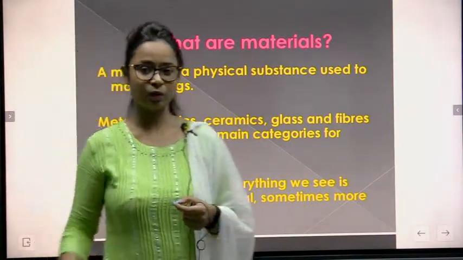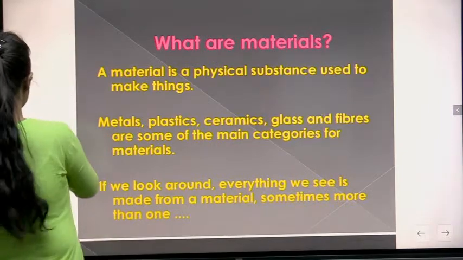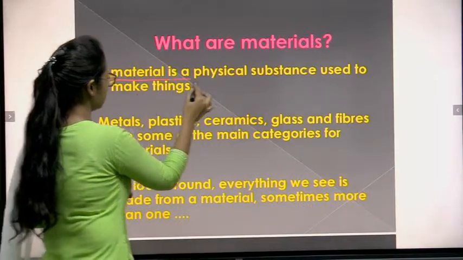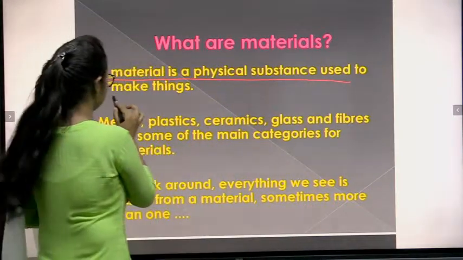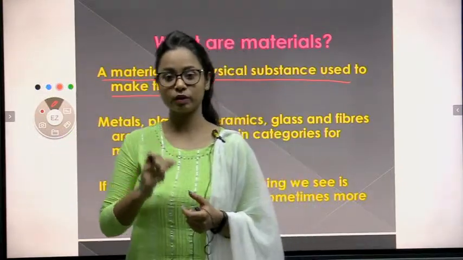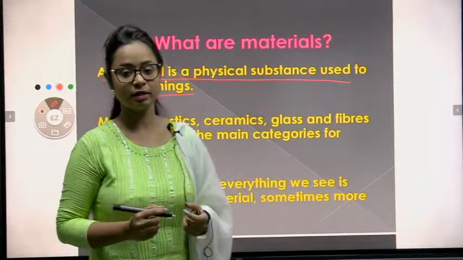Now basically, what are the examples of material? You can see over here, a material is a physical substance. A material is a physical substance used to make things. As I told you, when you are making a thing, if you are using more than one thing or one object, that is a material. Clear, all of you? That is a material.